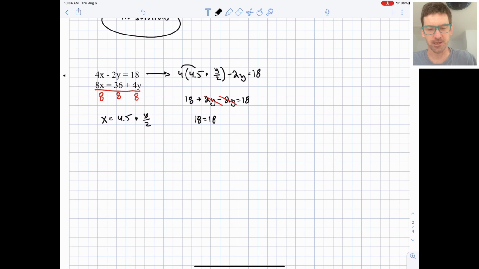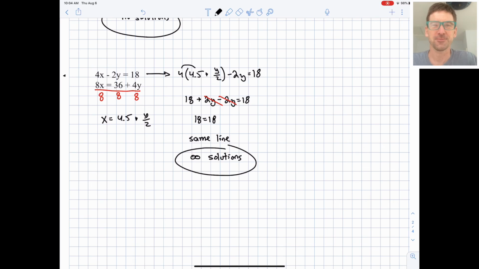So this means that we have the same line, okay? It means we have an infinite number of solutions. Okay, so there are an infinite number of ordered pairs along those overlapping lines that would work. All right, that's a good place to stop right there.